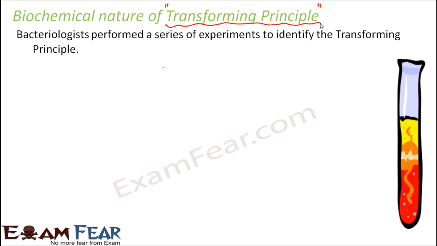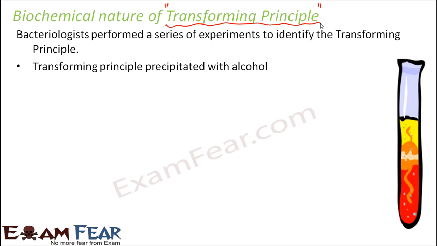Some of the experiments which they performed were, they precipitated the transforming principle with alcohol. And it was found that the transforming principle was precipitated when alcohol was added to it. So what did this prove? This proved that it was not a carbohydrate, because had it been a carbohydrate, it would not have precipitated with alcohol. These are some of the properties of various biomolecules, like the properties of carbohydrates and proteins, and I hope you are aware of them.